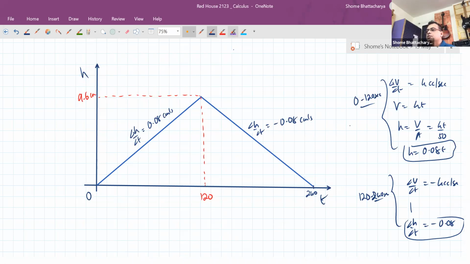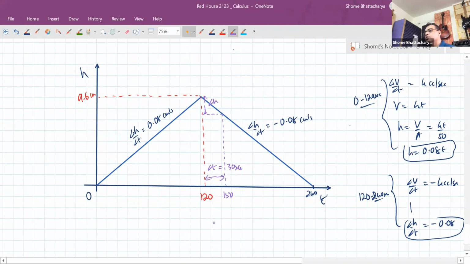So anyway, what we have to do now is we have to calculate the height at 150 seconds. So 150 is here. Okay. So you can see that this time interval is how much? It is 30 seconds. Okay. So in this 30 seconds, how much this would have dropped by?